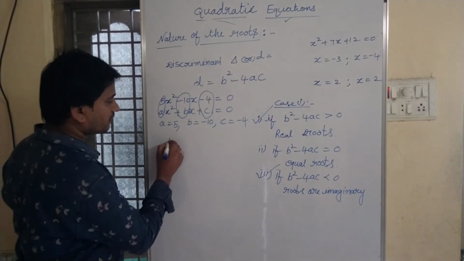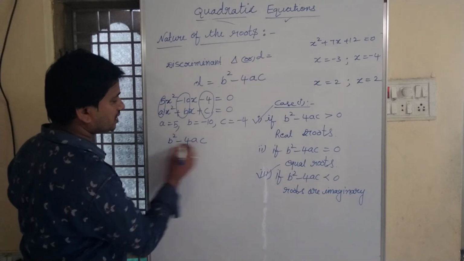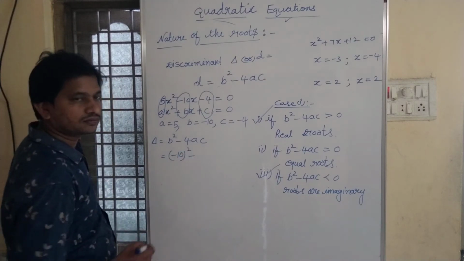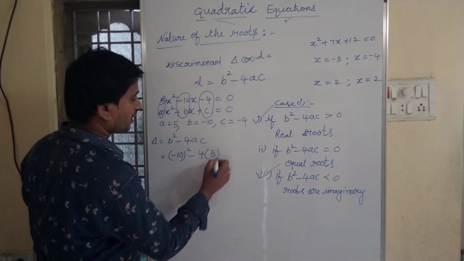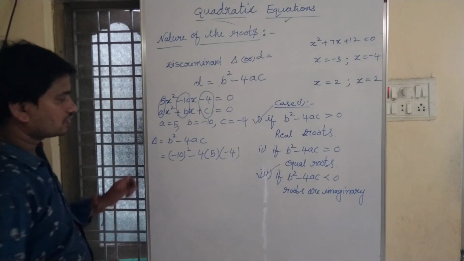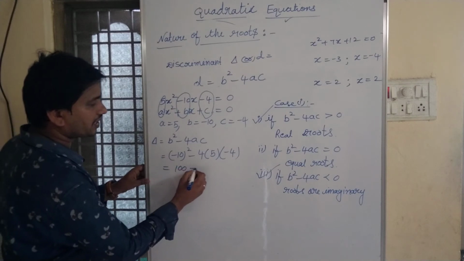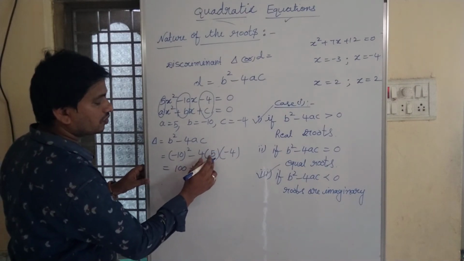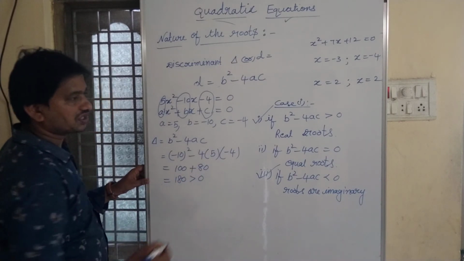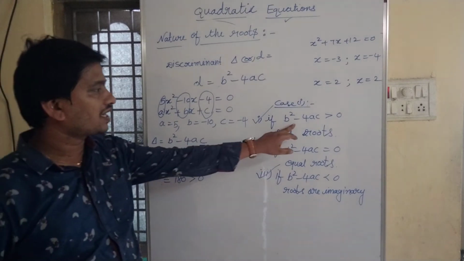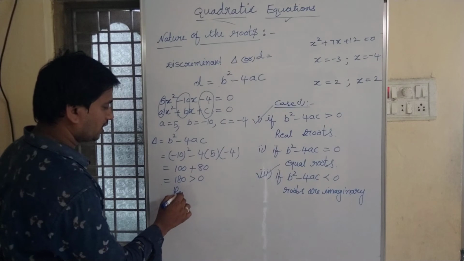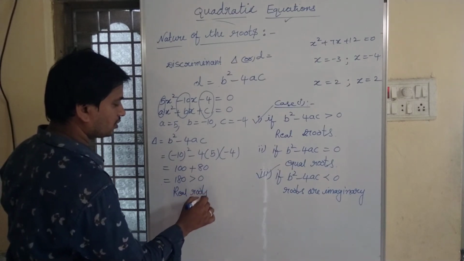Okay. Now let us find the discriminant, that is b square minus 4ac. b value is minus 10 whole square minus 4 into a value 5 and c value minus 4. Children, that is plus 100, minus into minus plus, 4 fives are 20, 20 fours are 80. 100 plus 80, 180, which is greater than 0. Then what about the nature of the roots? They are real roots.